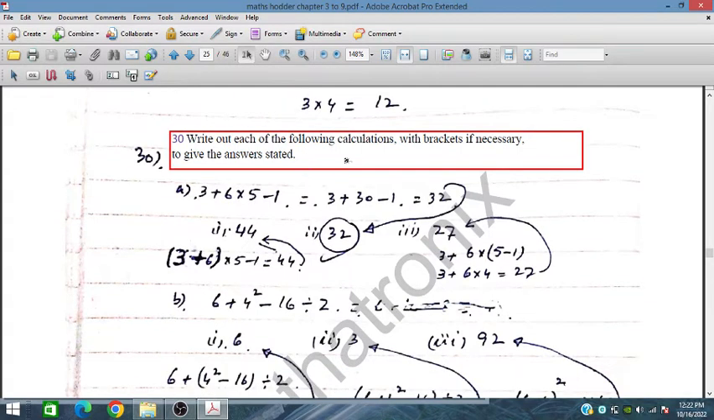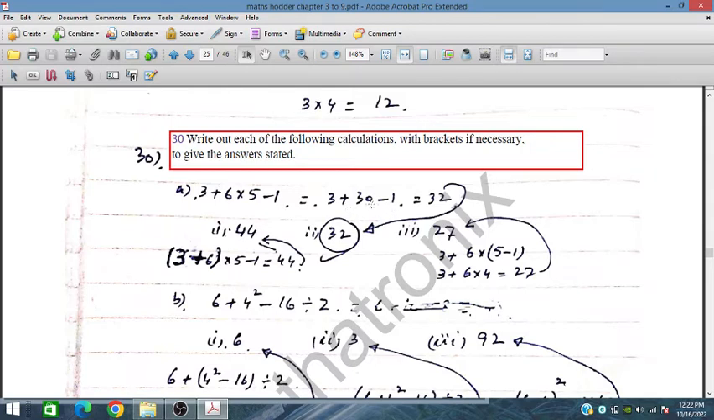Write down these numbers. So this is very important. Rewrite each of the following calculations with brackets if necessary to give the answer as stated. So we have been given this number plus 6 into 5 minus 1, and we have to get 44 for this. So we have to place a bracket in such a way that we get the result 44. If we place the bracket around 3 and 6 here, we get 9, 9 fives are 45, and then minus 1 is equal to 44. So the bracket should be placed here to make it 44.